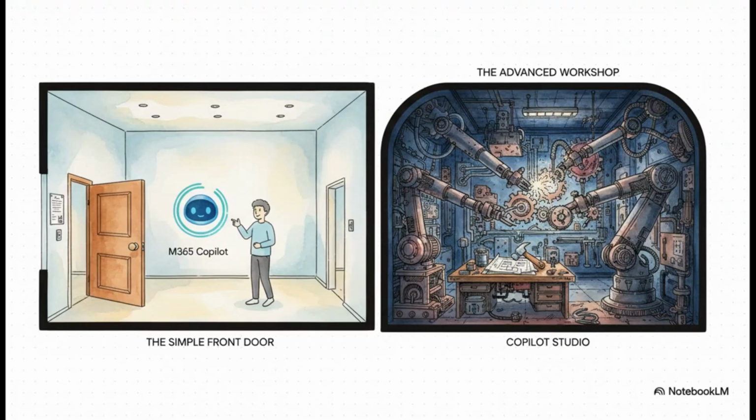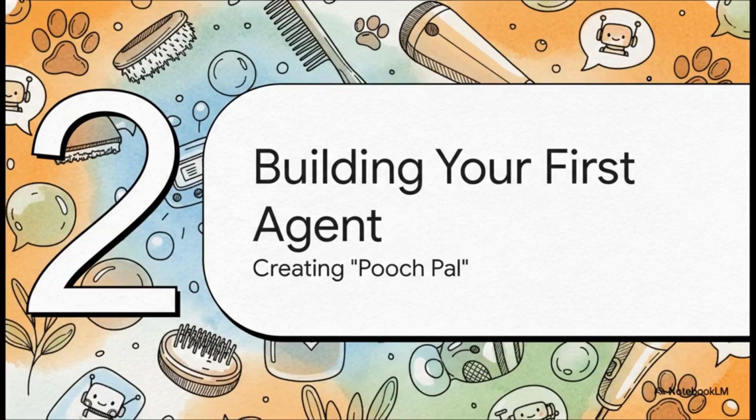Now, one important thing to know is that there are kind of two ways to approach this. Today, we're using the tool that's built right inside M365 Copilot. Think of it like the simple front door. It's perfect for quickly creating these knowledge-based bots. The really heavy-duty stuff like powerful automations lives in the full Copilot Studio, which is more like the advanced workshop out the back. We'll definitely explore that in a future explainer. All right, enough talk. Let's get to the fun part and actually build our agent.